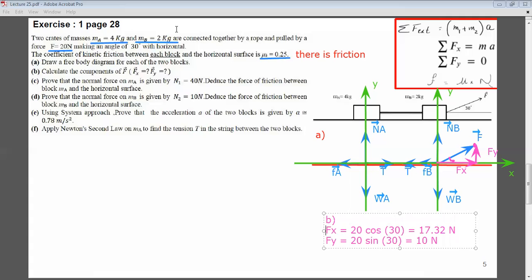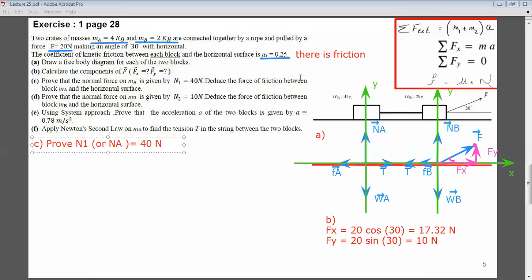Part C. Prove that the normal force on MA is given by N1 equal 40 Newton. They call it N1, N2 instead of NA, NB, but it doesn't matter. So prove NA is equal to 40 Newton.